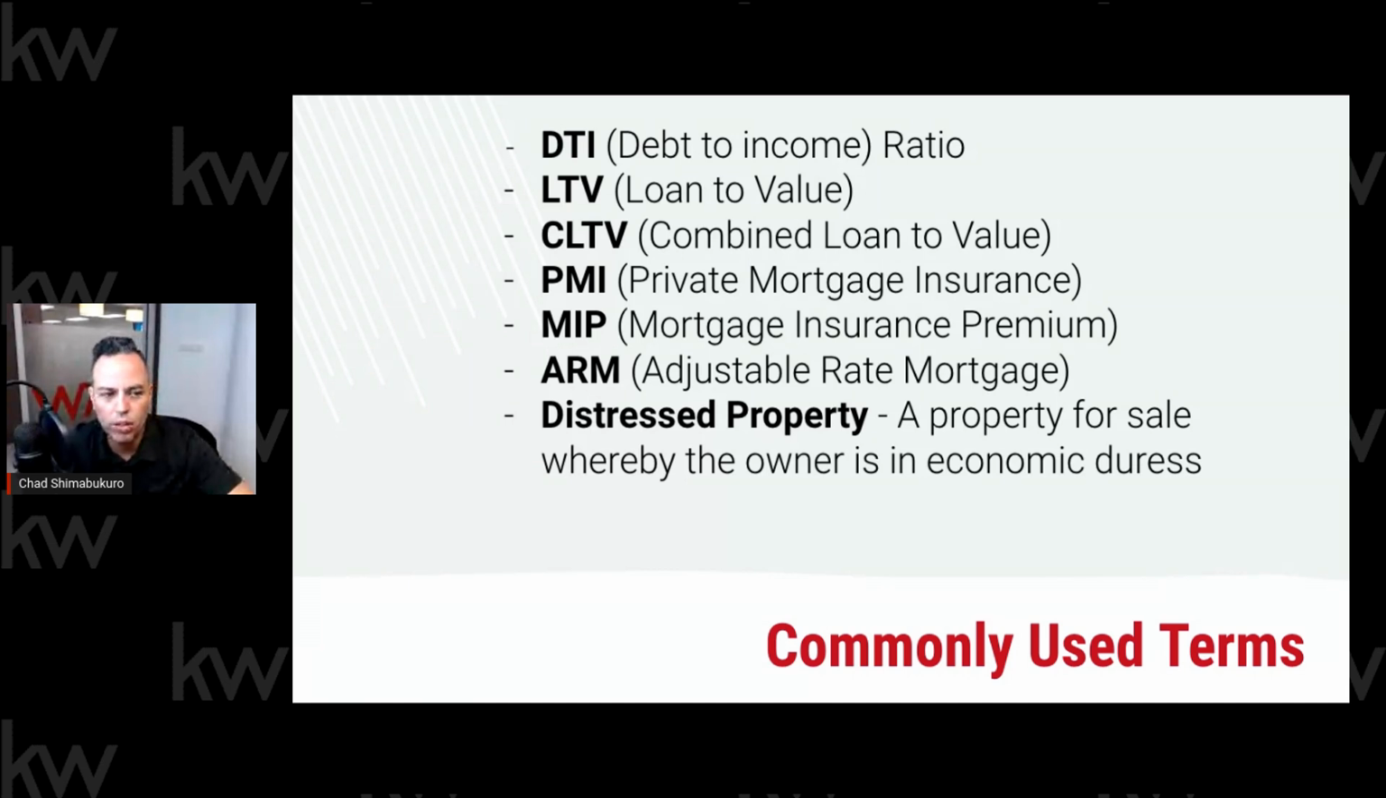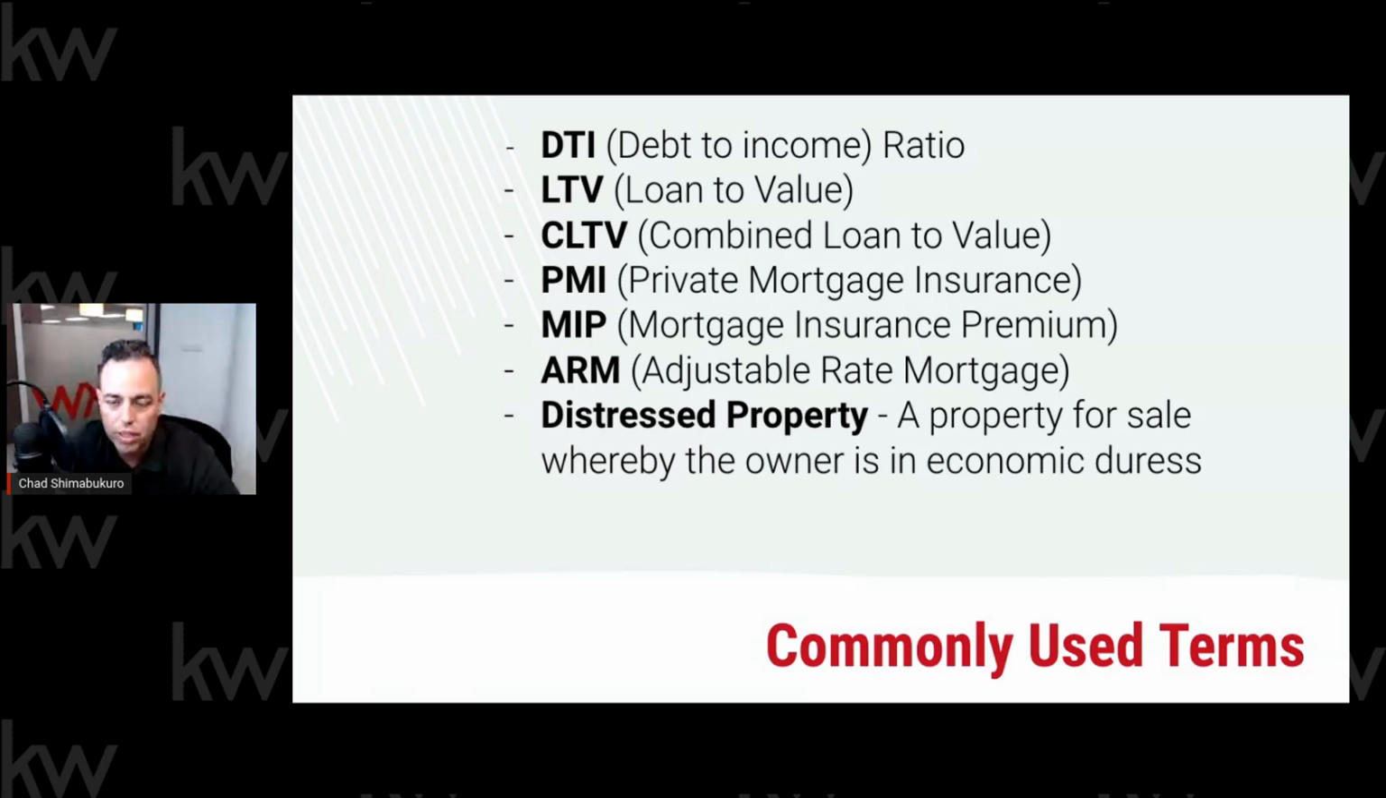LTV stands for loan to value. Loan to value is the loan amount divided by the value of the property as a percentage. So for instance, if you're putting down 20% as a down payment and you intend on getting one loan, a 30-year fixed loan, you'd be at 80% LTV or 80% loan to value.